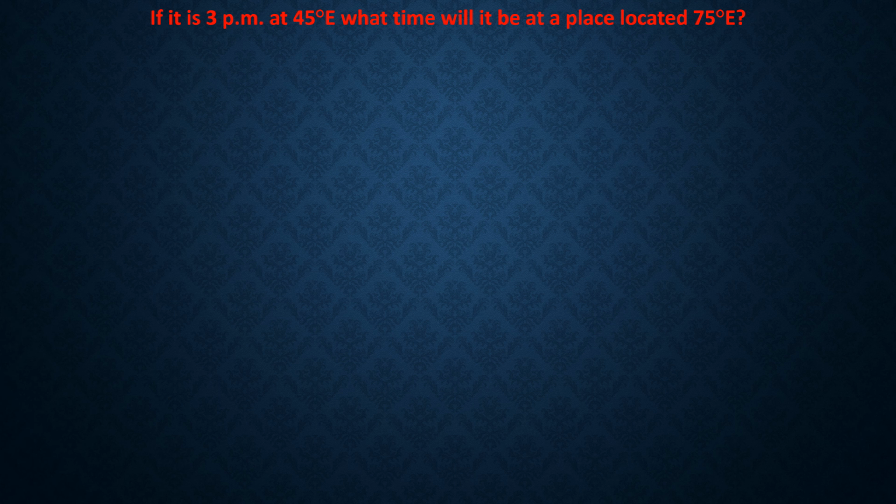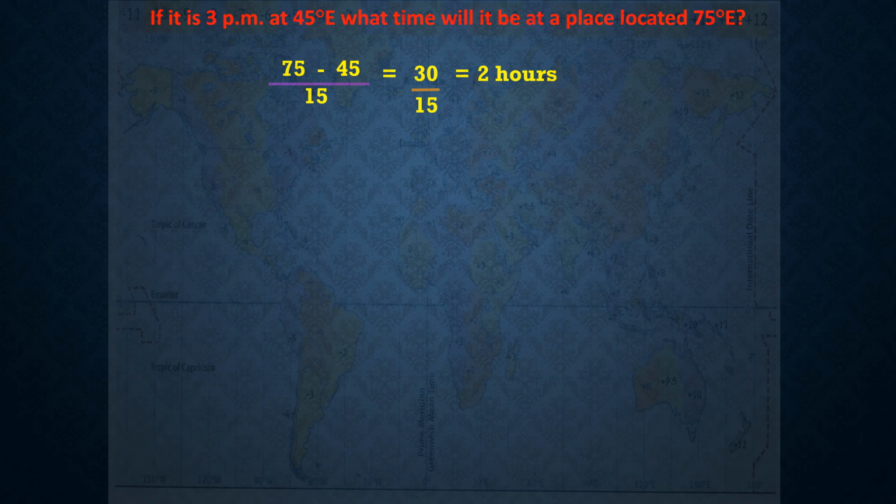Alright students, so now we are going to try to find the time of a place located at 75 degrees east when it is already 3 p.m. at a place located at 45 degrees east. To do this, we will simply subtract our 45 degrees east from our 75 degrees east and divide them both by 15. So we say 75 minus 45 over 15, 15 being that 15 degrees is equal to 1 hour. So 75 minus 45 equals 30 divided by 15, which is equal to 2 hours.